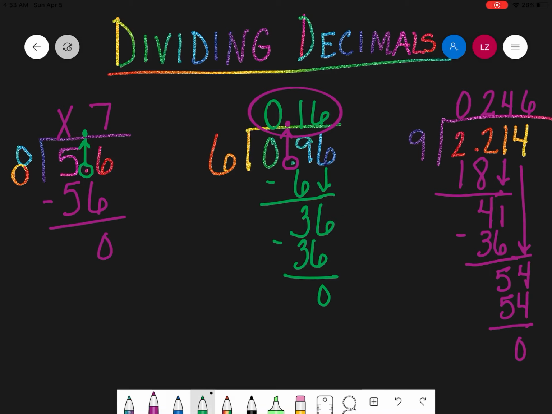So all we have left to do is to take this decimal in the dividend, move it straight up into the quotient, and we get our answer right here, 2 and 246 thousandths. All right, so pretty easy. Divide as if you were dividing whole numbers, and then just move that decimal point on up.